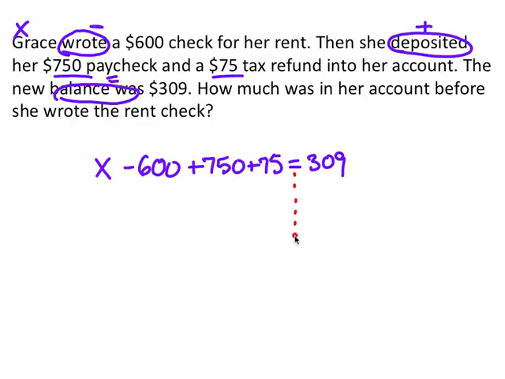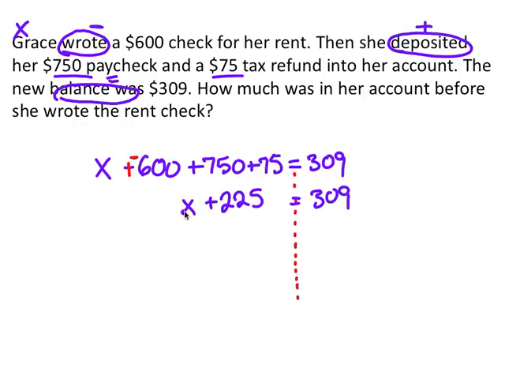So I'm going to split this down by the equal sign, and we'll work on both sides individually. On the left side, we need to add a negative 600 because we're adding the opposite here. So negative 600 plus 750 plus 75. That comes out to be a positive 225 plus the x here.